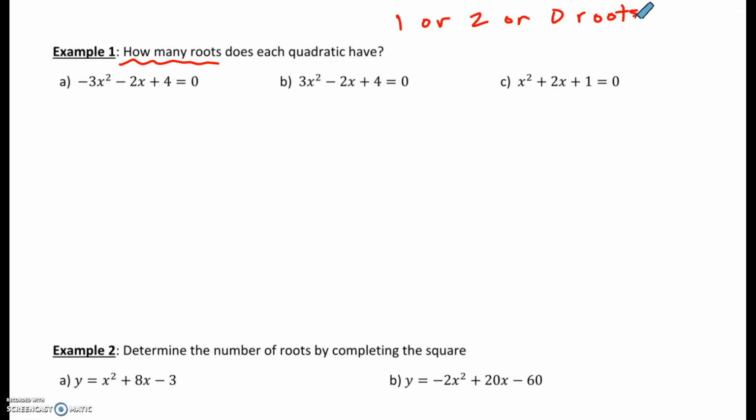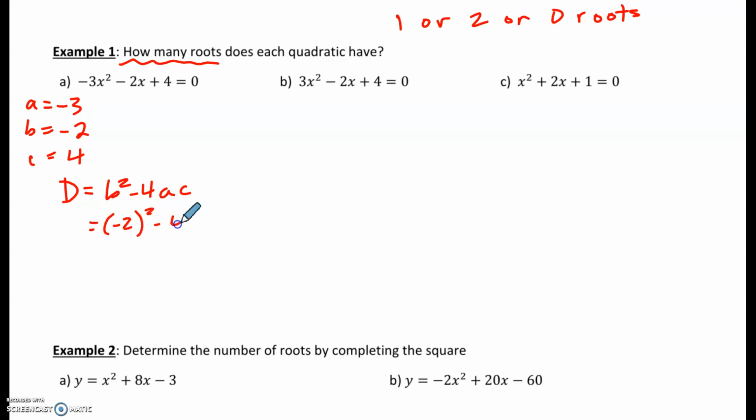The discriminant uses the a, b, and c values just like the quadratic formula does. So I'm going to start by listing them. A is -3, B is -2, and C is 4. So when I use the discriminant, which is b squared minus 4ac, we use the variable capital D to represent the word discriminant. And now we're just going to sub in as normal. So that's -2 squared minus 4 times -3 times 4.